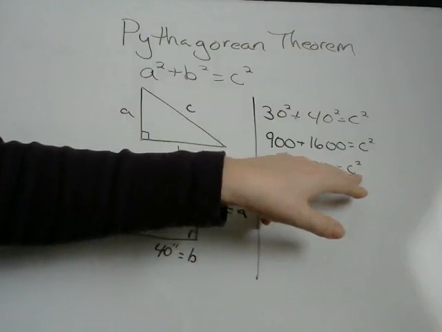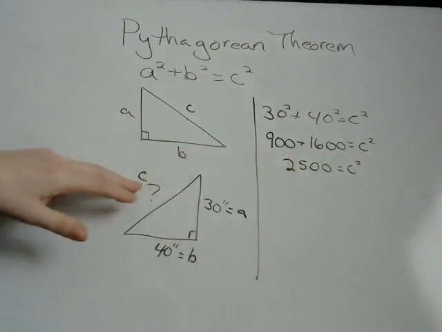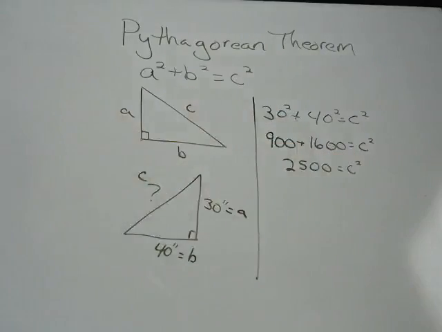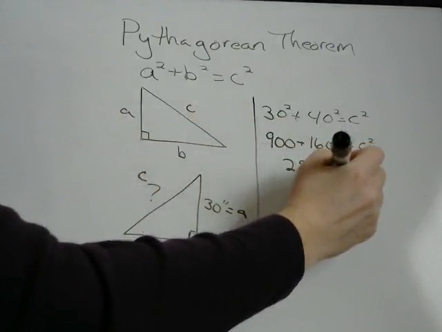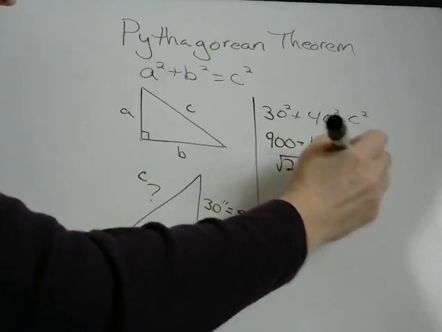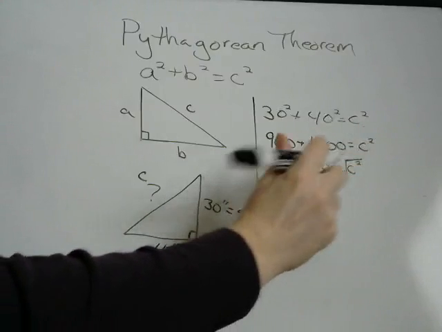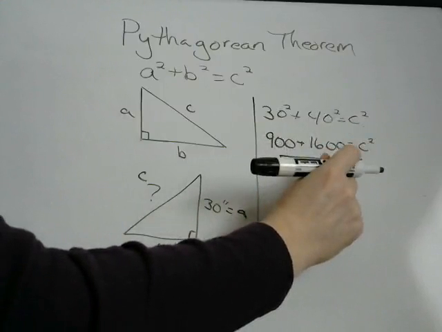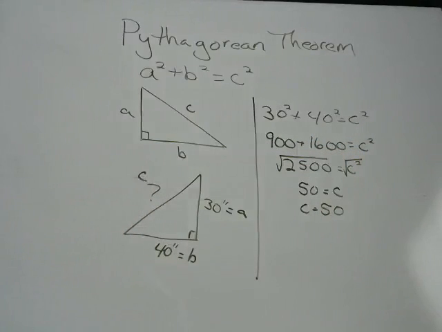Here it's essentially an algebra problem. How are we going to get C by itself? Because we don't want C squared, we want C. To get rid of the square, you can watch the algebra video. The way we do this is just take the square root of each side. The square root of 2500, which you can plug in your calculator, is 50. The square root of C squared is C. So C equals 50. The length of this side is 50.